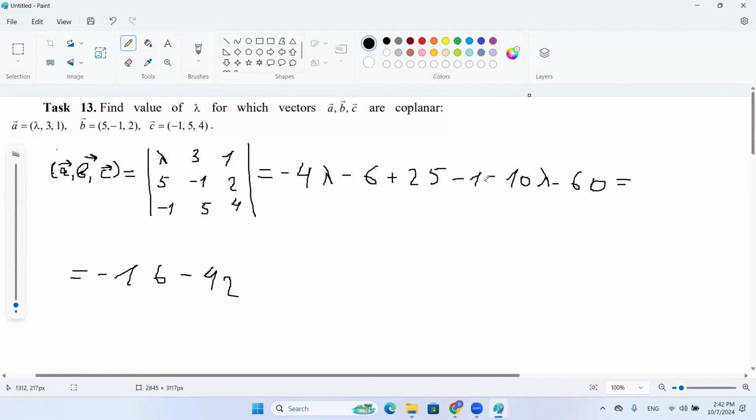So minus 67. You missed the lambda. Minus 10 lambda. Yes, minus 16 lambda, correct. So minus 16 lambda minus 40. Maybe minus 14 lambda, yes, sorry. Minus 14 lambda. Minus 14 lambda minus 42.